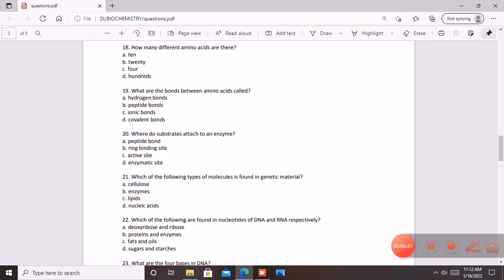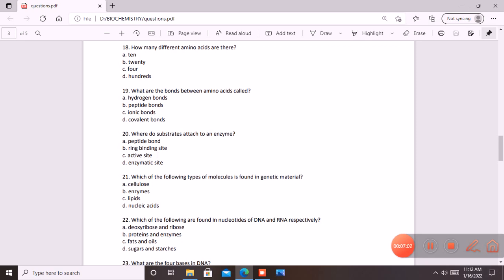Question 19. What are the bonds between amino acids called? So the bonds between amino acids are called peptide bonds. That is the bond between an amino group and the carboxylate group. So the N-C bond in amino acids is called a peptide bond.